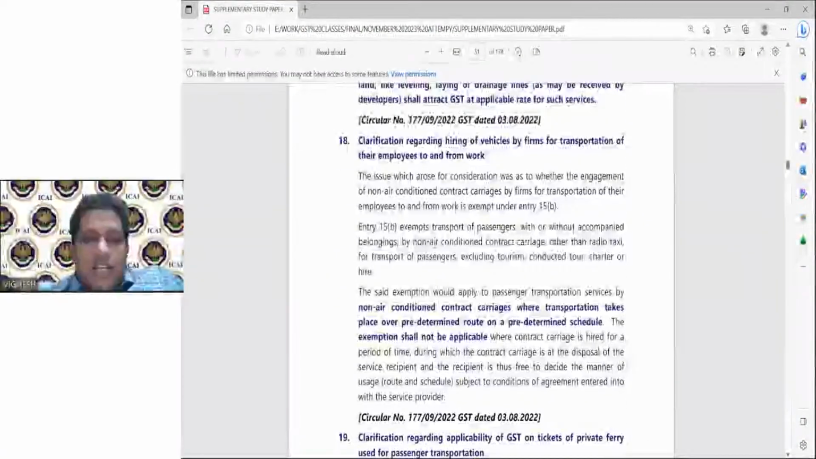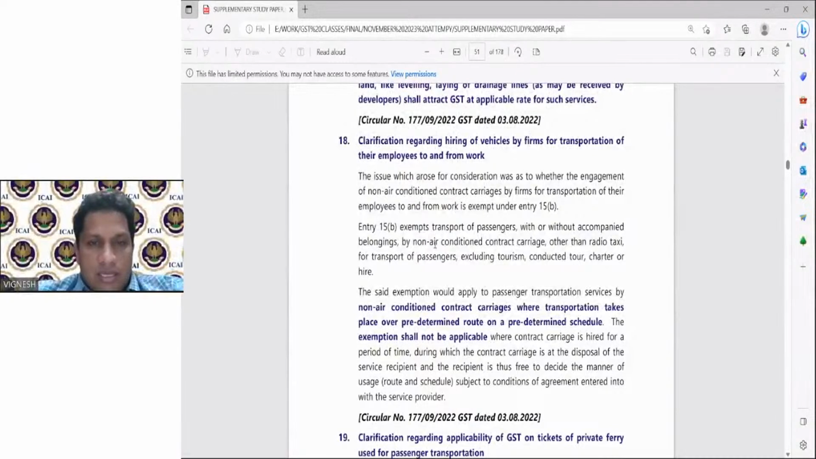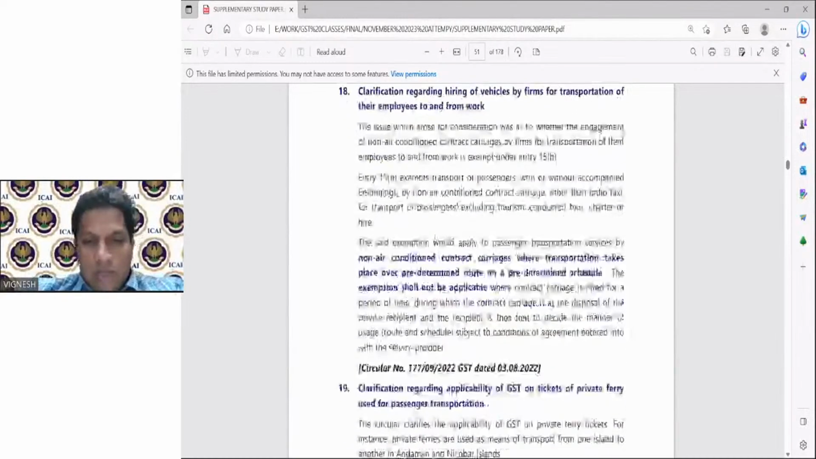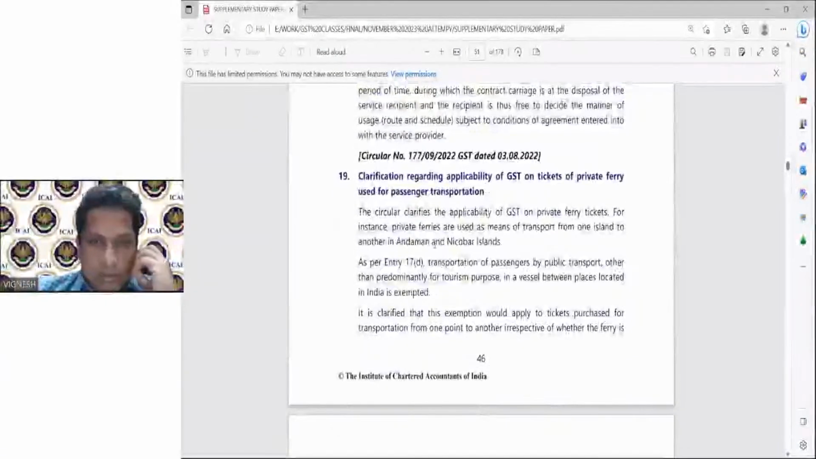Hiring of vehicles by firms for transportation of employees to and from work, whether the engagement of non-air conditioned contract carriages to and from work is exempt. It is very clear. In this particular situation, the exemption applies to transportation charges where the transportation takes place on a predetermined route on a predetermined schedule. Here, if the vehicles are hired by the firm for the employees, it is just as if it is being hired by the respective organizer, where the vehicle will go depends on where the employees stay. Therefore, the exemption will not be applicable in this particular situation.